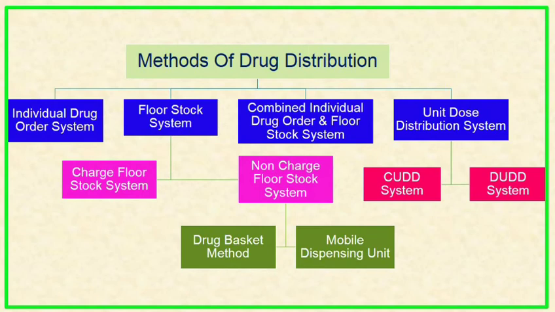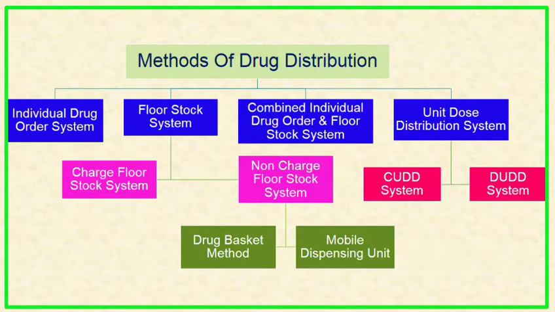Now this is the flow chart for methods of drug distribution. The first method is the individual drug order system. Second is the floor stock system. It is divided into 2 types, that is charge floor stock system and non-charge floor stock system. The non-charge floor stock system is again subdivided into 2 types, that is drug basket method and mobile dispensing unit.